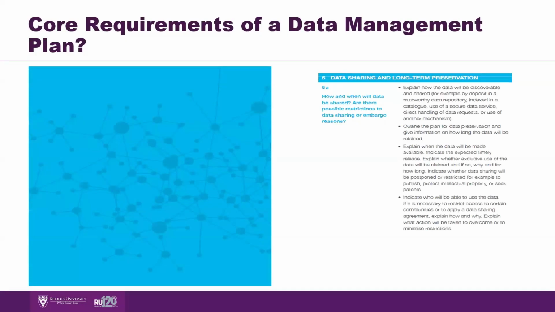So insofar as Section 5 is concerned, you basically have to provide information with regards to how and when the data will be shared, and whether or not there are any possible restrictions to data sharing or any embargo reasons. So what I want to point out is that this deals with data sharing as well as data dissemination. There's a reason why I drew that distinction at the very beginning, because we would ignore the data dissemination or publication components here and just focus on the data sharing ones. The data publication ones will be the focus of the next session, which is actually in 2 weeks' time.